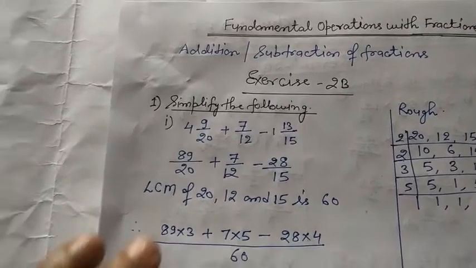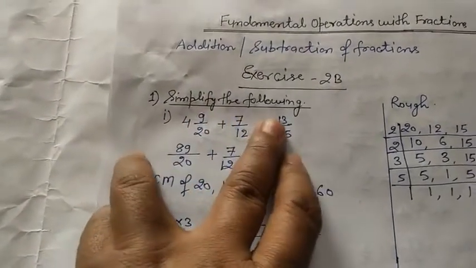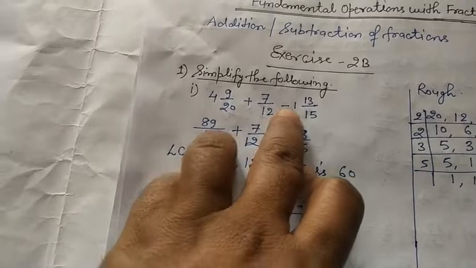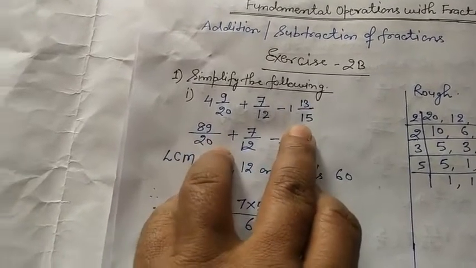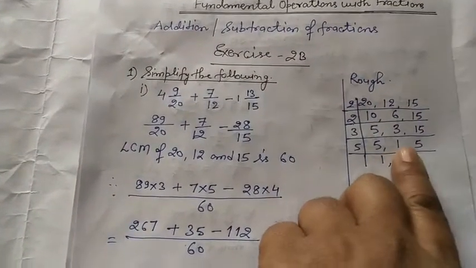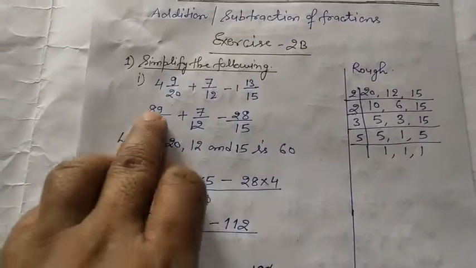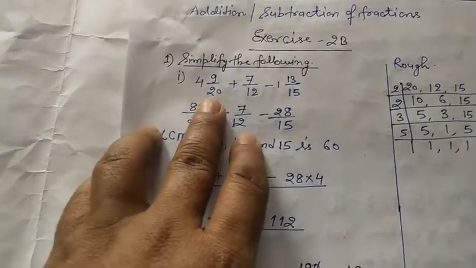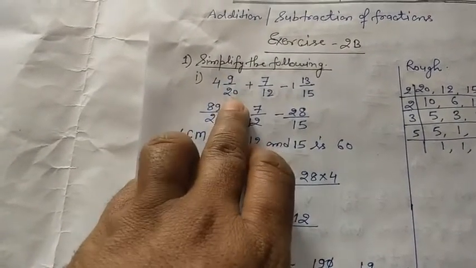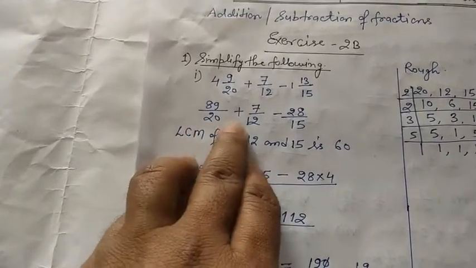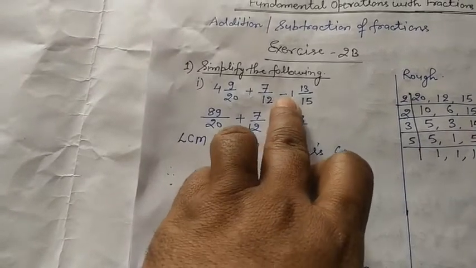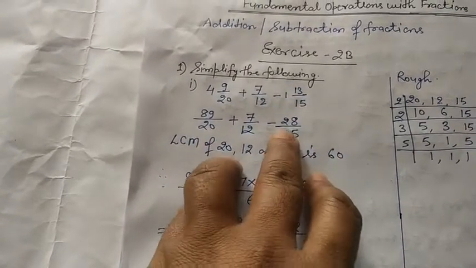Exercise 2b. The first question, it is given to simplify the following: 4 whole 9 by 20 plus 7 by 12 minus 1 whole 13 upon 15. For all the rough work in your copy, draw a line and do all the rough work separately, neat and clean. Now, first of all, we change the given fractions into improper fractions. So when we simplify 4 whole 9 by 20, it gives 89 upon 20 plus 7 upon 12 minus, when we simplify 1 whole 13 upon 15, it gives 28 upon 15.